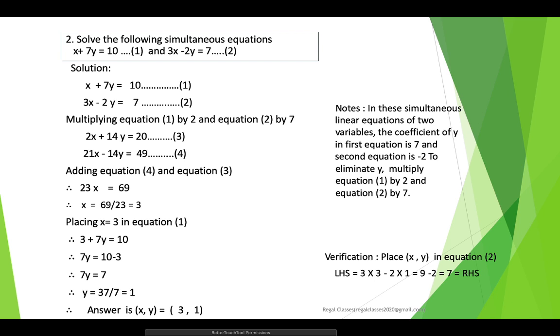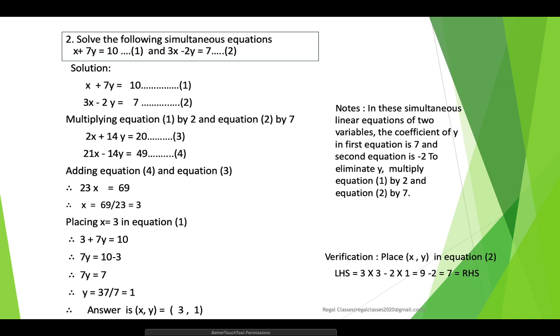This is a very similar equation. In this case, the coefficient of y is 7 in the first equation and -2 in the second equation. So multiply equation 1 by 2 and multiply equation 2 by 7, and you get the solution. You can go through the solution. Here x is equal to 3 and y is equal to 1.